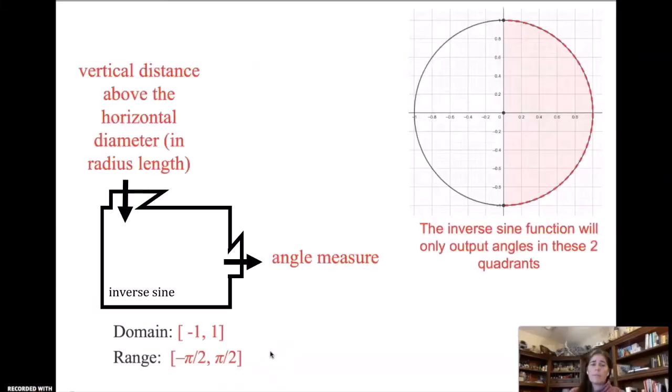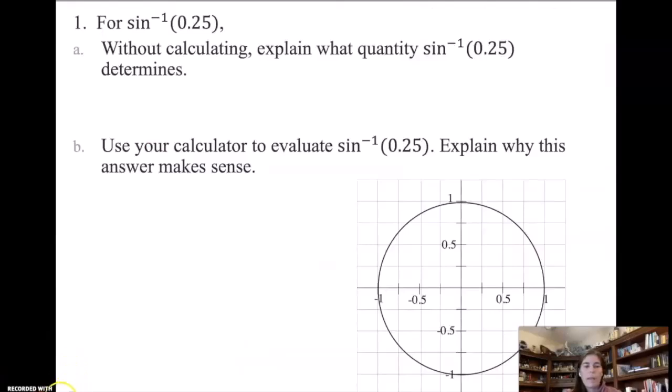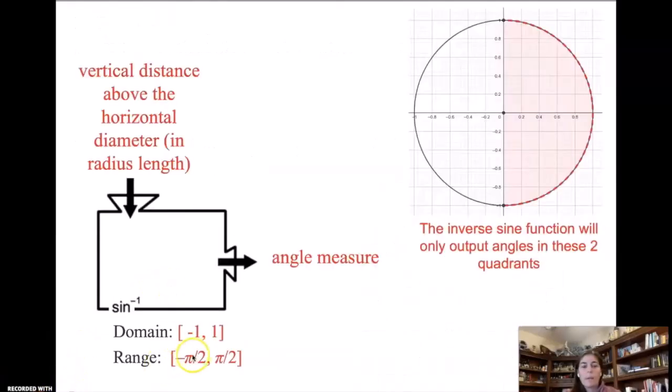So this is my inverse, and you can see here on my circle, the inverse sine function only outputs angles between down here and up here. That's all you're going to get in those two quadrants. The domain of this function goes from -1 to 1, because I can only be one radius length below or one radius length above. And then my range is from -π/2 to π/2.